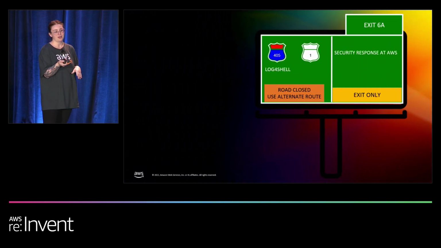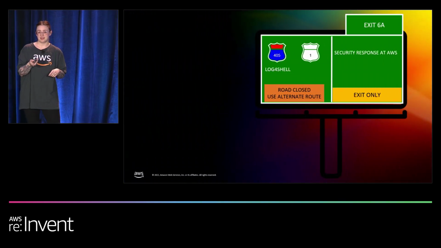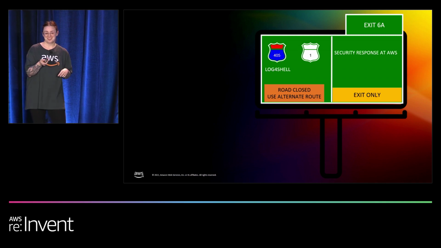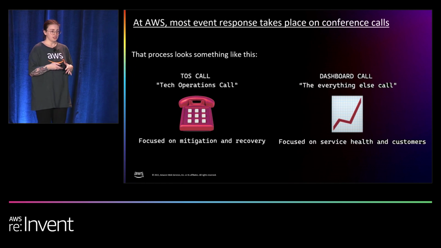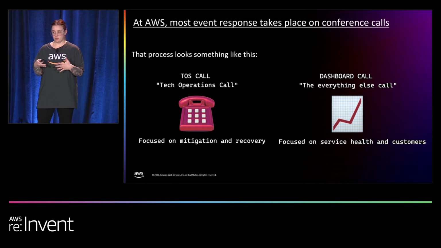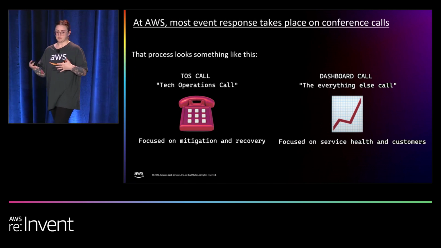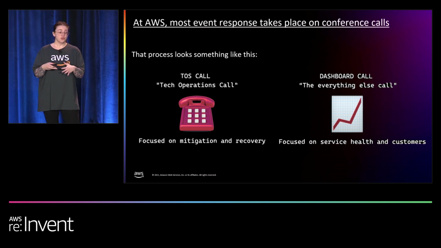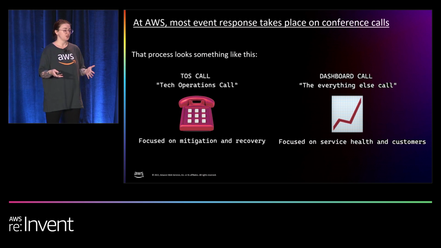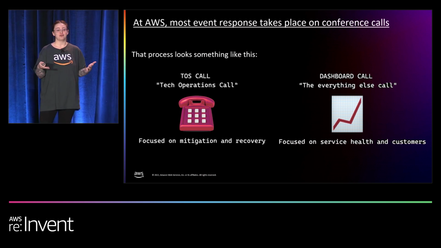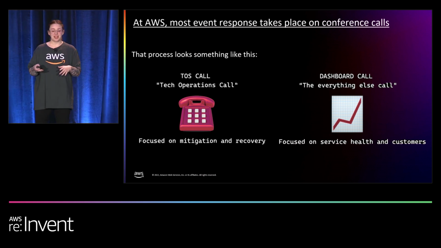I got really excited about animations this year, so we'll see if any of them actually work. Before we get into Log4Shell, it's worth talking in more general terms about how we think about events at AWS. Most event response, whether it's for a security issue or an operational issue, takes place on conference calls. And that ends up looking something like this.